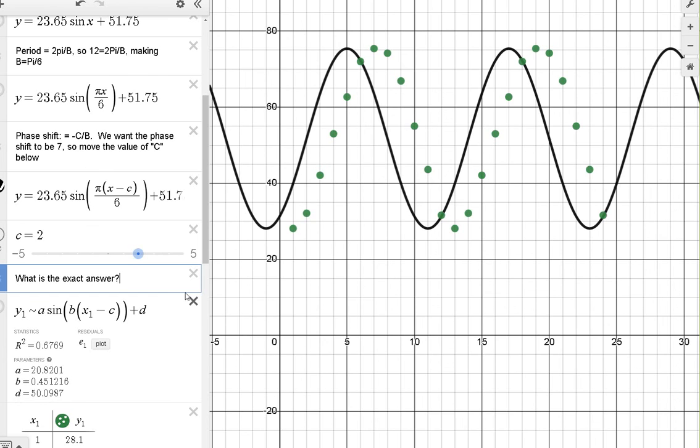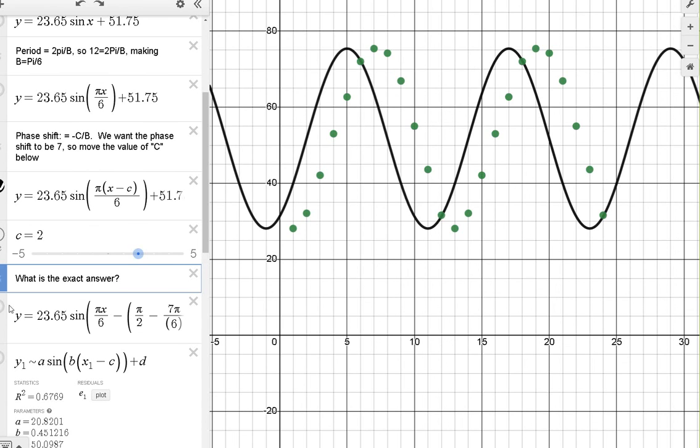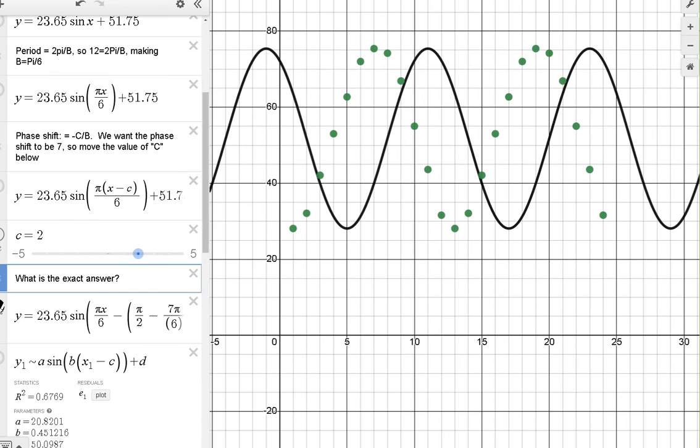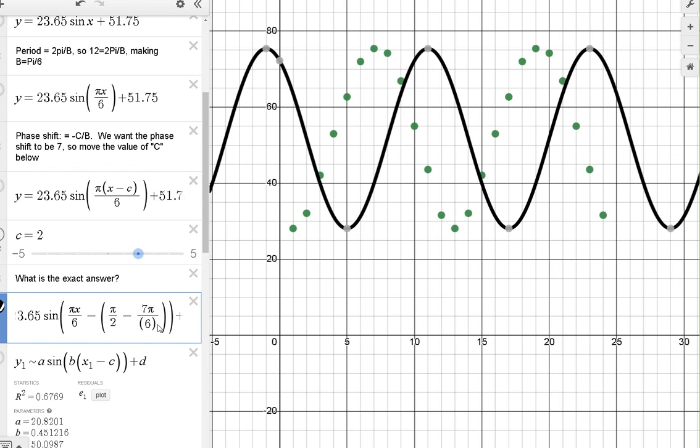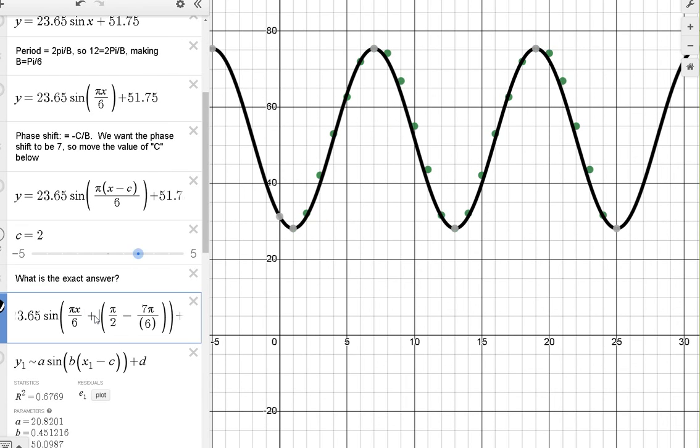It should, no, don't do that. If I turn this graph off and turn this one on, it should go, what's wrong? 7 pi over 6, pi over 2. Something's wrong. What's wrong? Is it plus here? There we go. Okay.